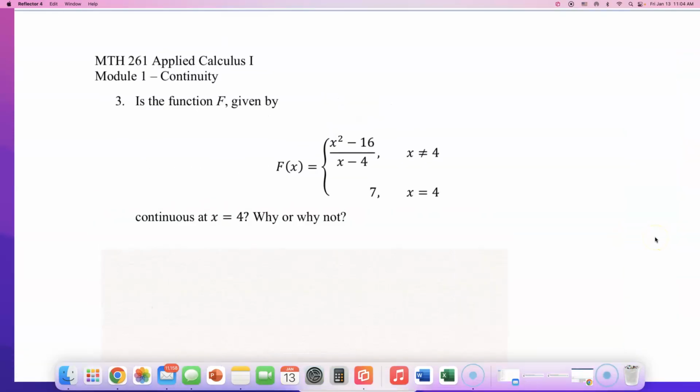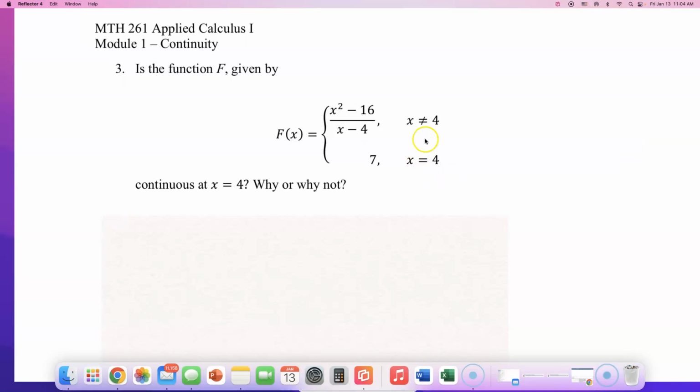Here is the function f given by f of x equals a rational expression whenever x is not equal to 4. But when x is equal to 4, they say the function value is 7. So let's try to do this without looking at a graph. Using the definition of continuity, number 1, what do we have to check?